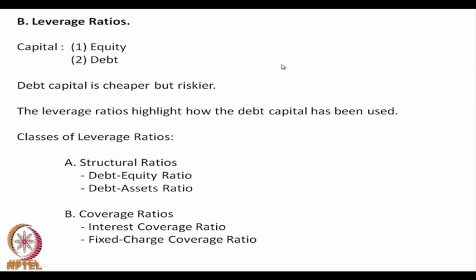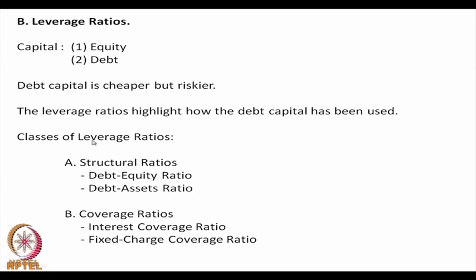The second type of ratios is known as leverage ratios. Now, normally the source of capital for a company is either selling shares or taking loans. Usually debt capital is cheaper but riskier, and the leverage ratios highlight how this debt capital has been utilized.